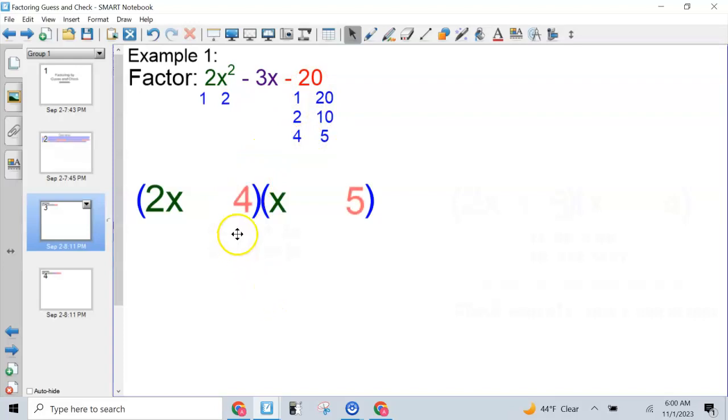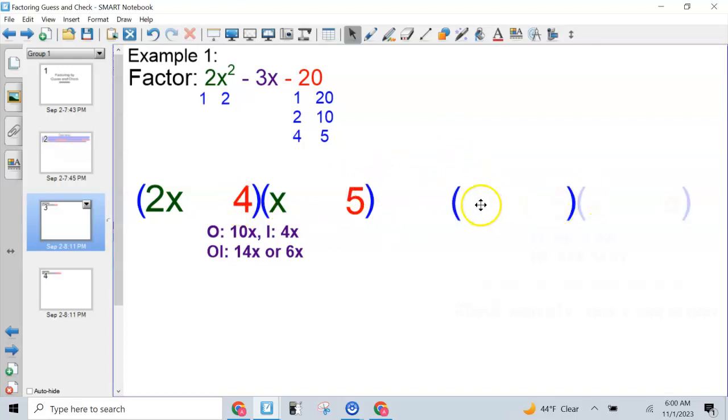I'm going to check the O and the I. The outside, 2x times 5 is 10x. The inside, 4 times x is 4x. If you add them, you get 14. If you subtract, you get 6. Well, 14 and 6 were not this middle number. It's 3. So I ignored this. I'd usually erase this, but on the video, I'll keep it here. So I'm going to rewrite it and try reversing the 4 and 5.